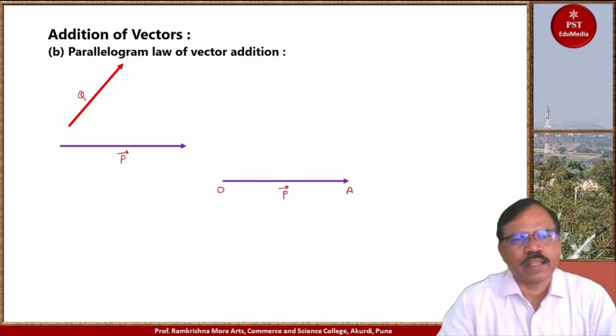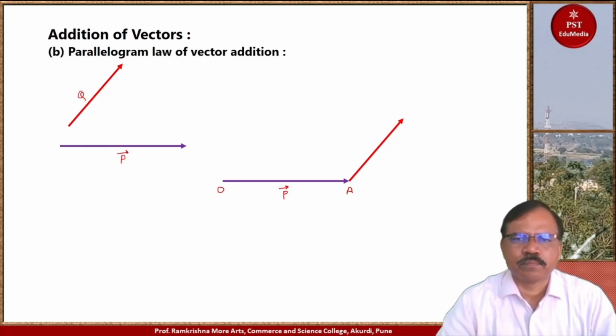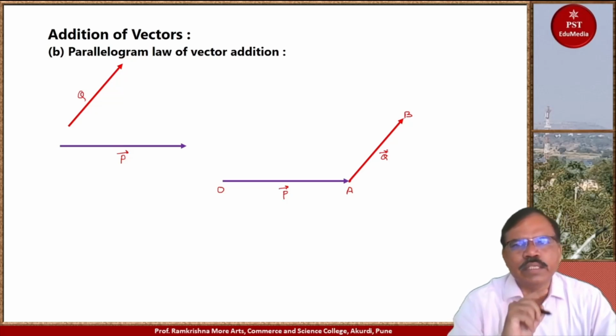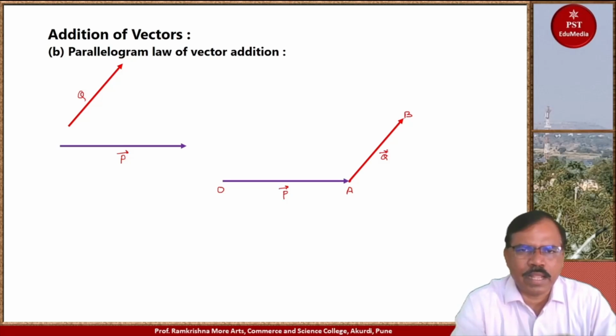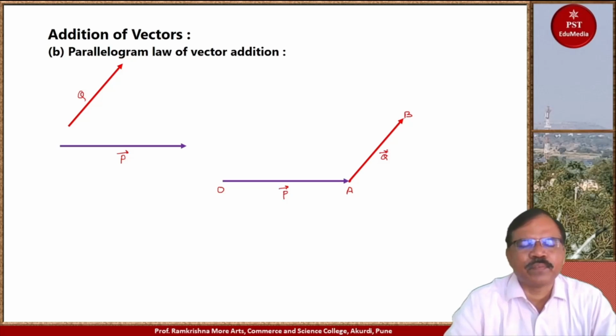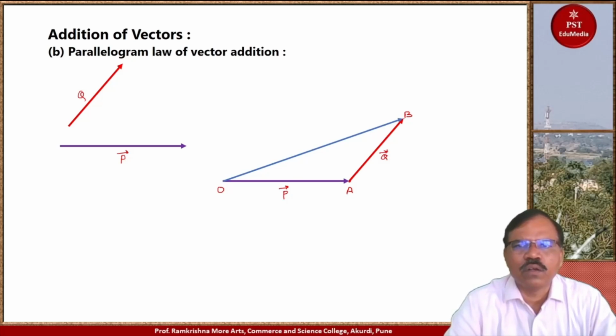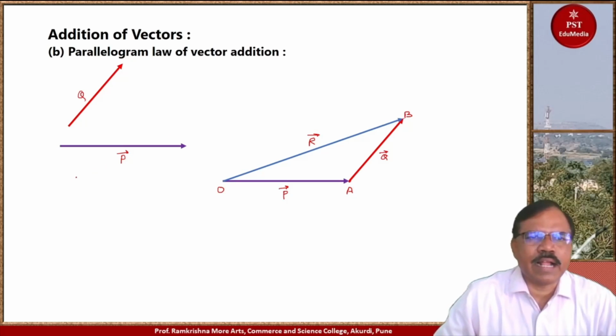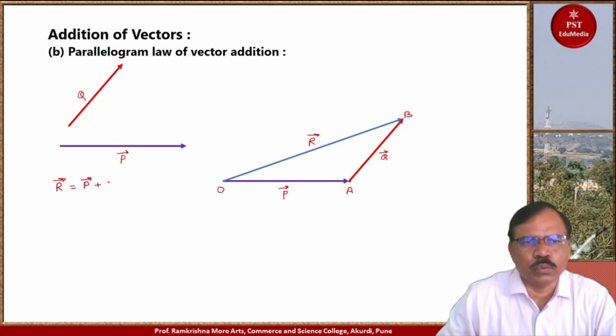Now let us take that Q vector and start it from A, and we will take this point as B. So this point A is tail of this vector Q. So here point A is tail of Q and tip of P or end point of P. Now what is resultant? Resultant is along OB. So let us call this as R. This is according to law of triangle of two vectors. So R is equal to P plus Q. Vector R is equal to vector P plus vector Q.